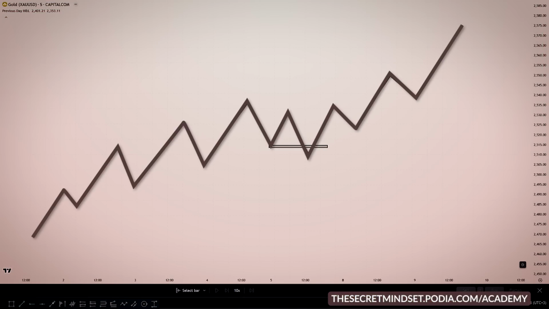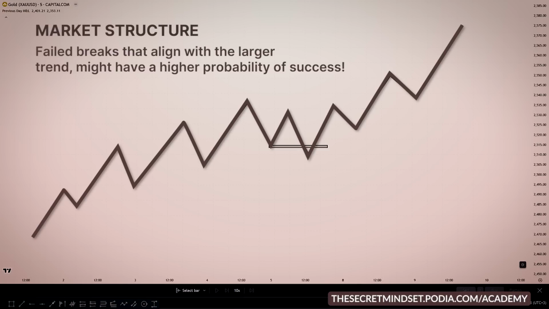For more advanced traders, you might consider incorporating additional factors. For example, you could look at the overall market structure. Is the market in a larger uptrend or downtrend? Failed breaks that align with the larger trend might have a higher probability of success.